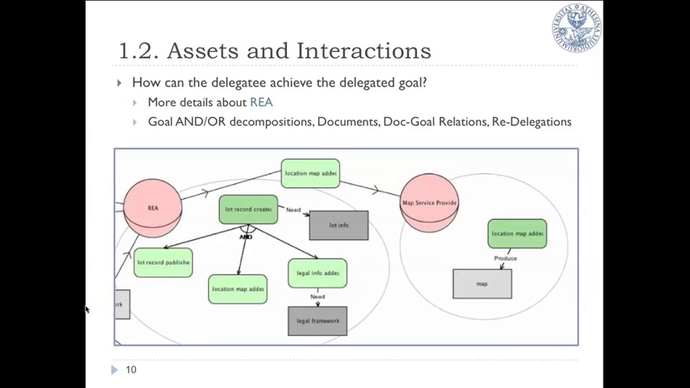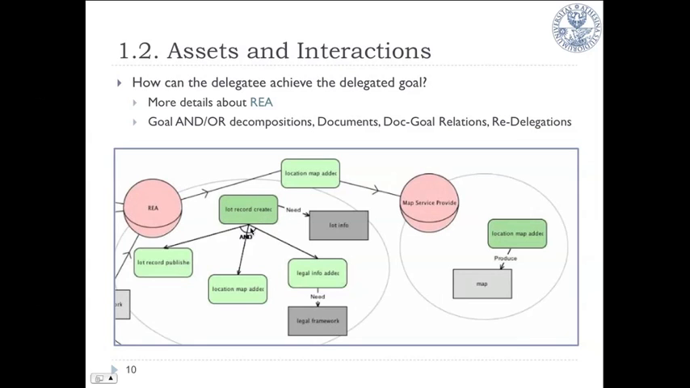Now, in order to consider what are the assets for the real estate agency, the step 1.2 of our modeling method is an iterative one. So similarly to what we did for a lot owner, we will consider also for the real estate agencies. So the question we pose is, how can the delegatee achieve the delegated goal? So we will see more details about the real estate agency, how it can achieve lot record created.